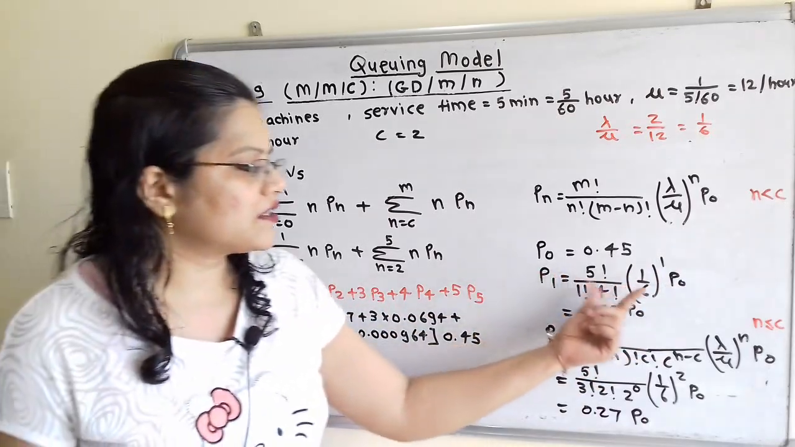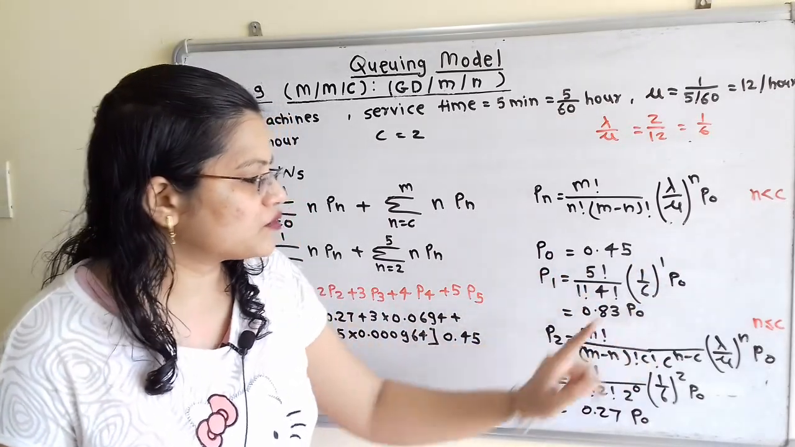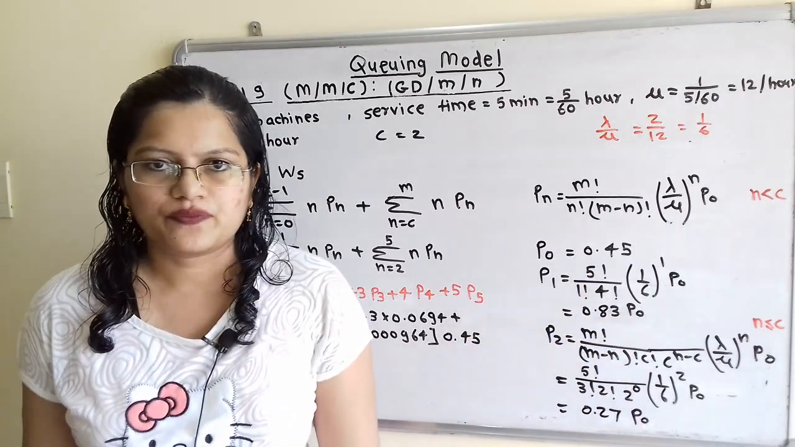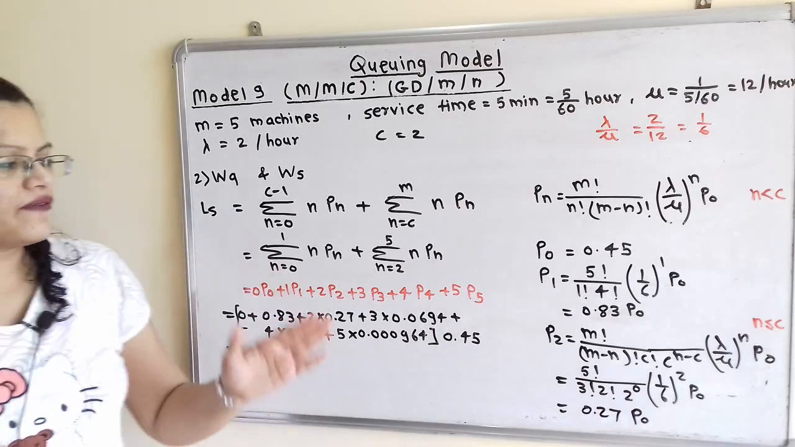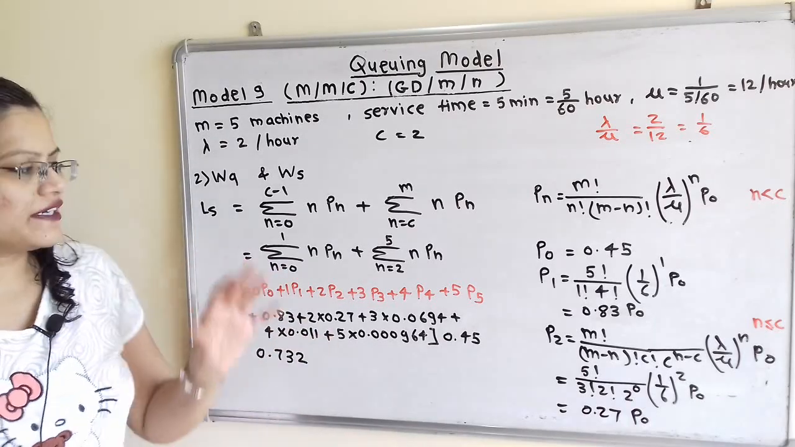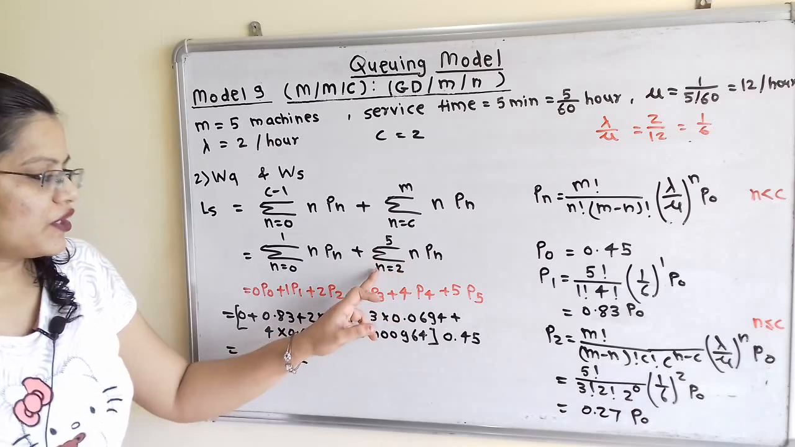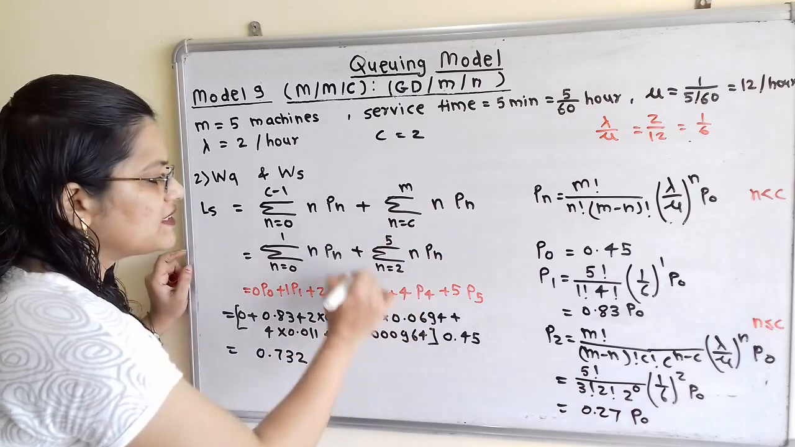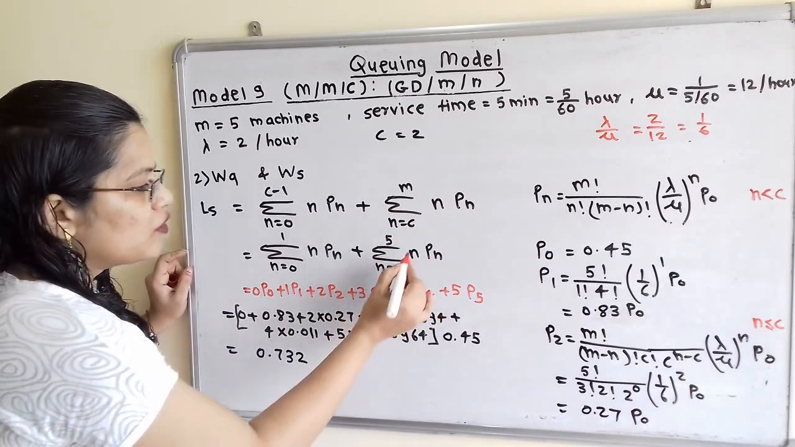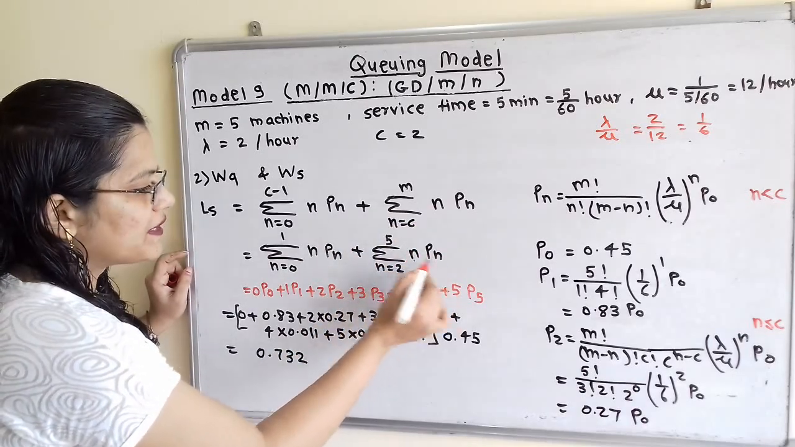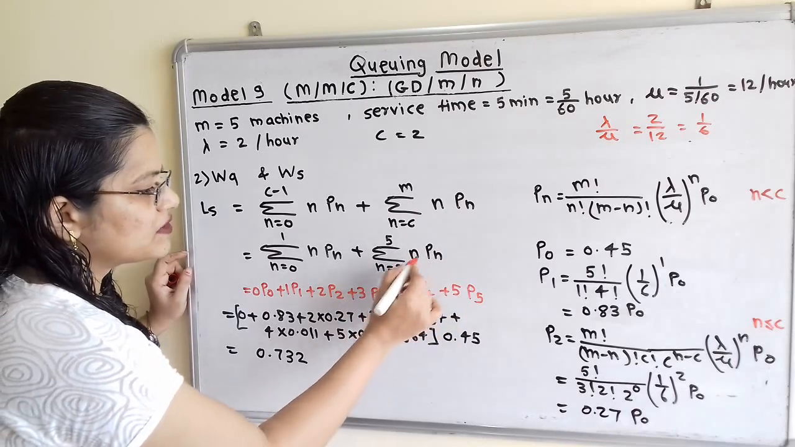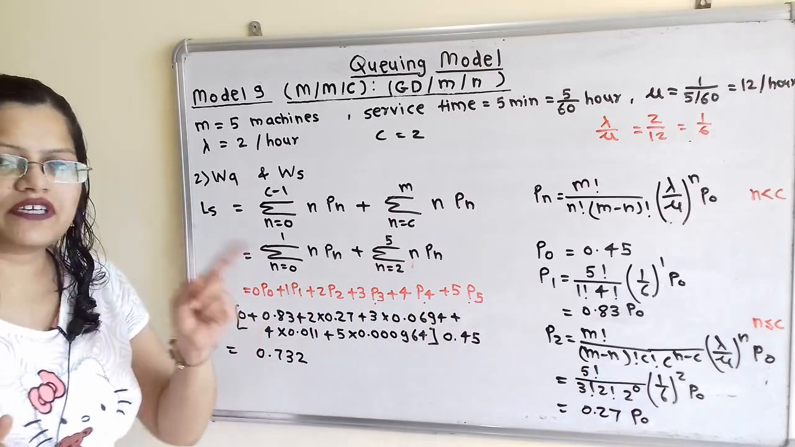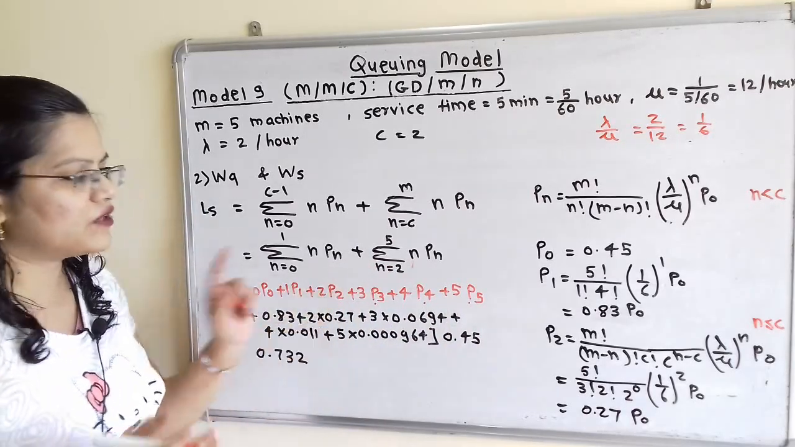Now we will write the answer in terms of P0. So here 5 by 6, that is 0.83 P0. Now P3, P4 and P5 we have already calculated. Now we have to calculate P2. So when n is equal to 2, we have to write here for the second term 2P2 plus 3P3 plus 4P4 plus 5P5. So this P3, P4, P5 we have already calculated in terms of P0. Now we will calculate P2.